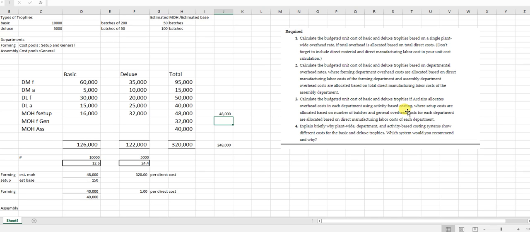And general overhead costs for each department are allocated based on the direct manufacturing labor costs of each department. Okay, so now I have the forming. I have general here of 32,000. I'm going to allocate that 32,000 based on the direct manufacturing labor of each department. So, got to find that. I'm in the forming department, direct labor, and that is 50,000. So it's going to be 64 cents per direct manufacturing labor. So I have forming labor times the 64 cents, and I have deluxe labor times the 64 cents.